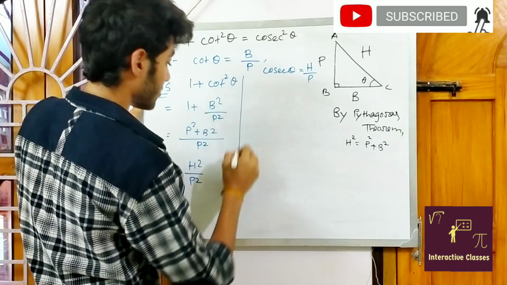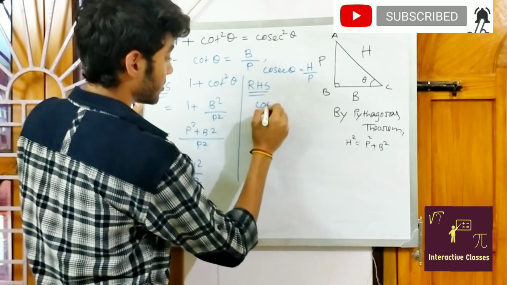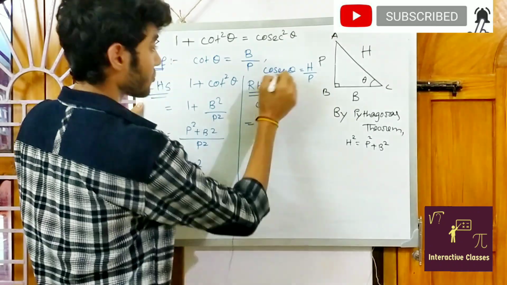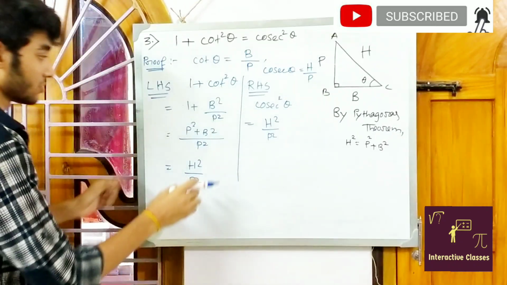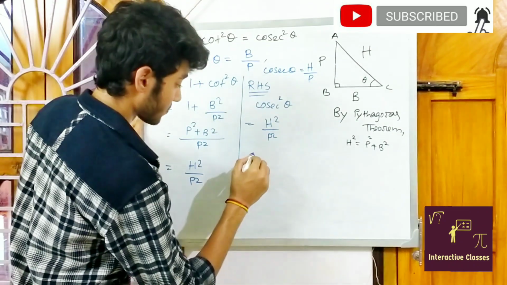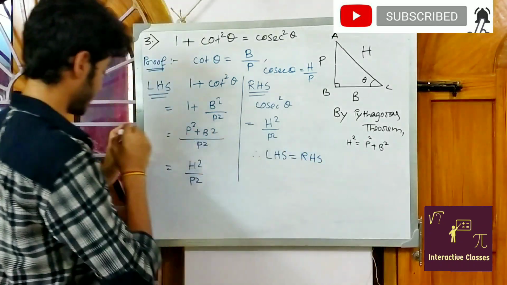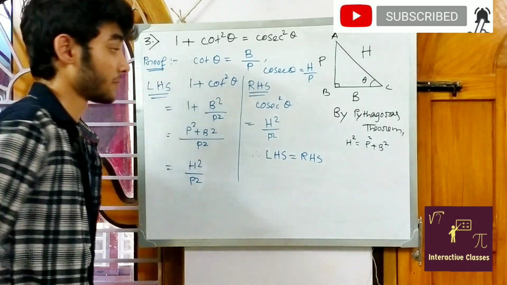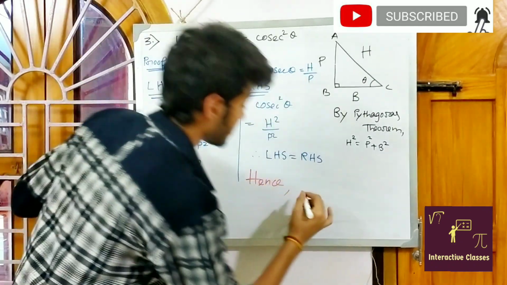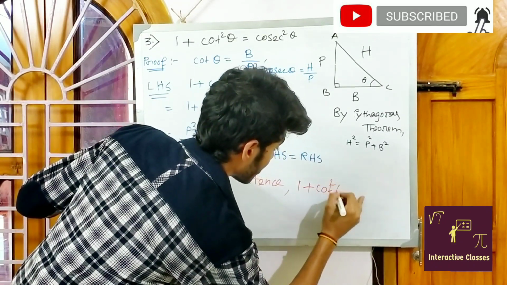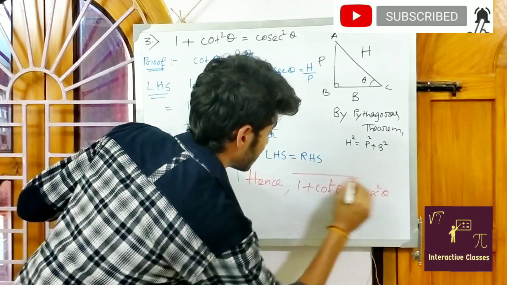Now RHS is cosec square theta. Cosec theta is H by P, so cosec square theta is H square upon P square. So LHS equals RHS. Therefore, hence, 1 plus cot square theta equals cosec square theta. Proof.